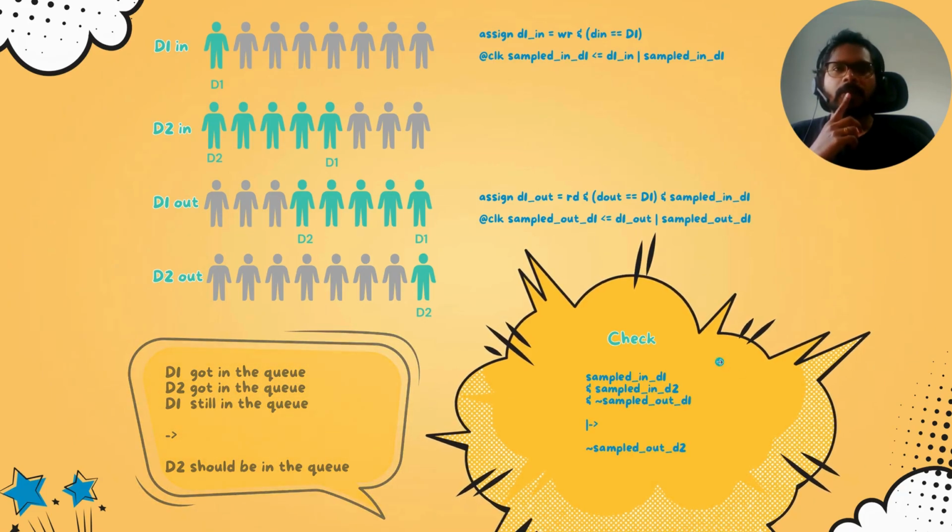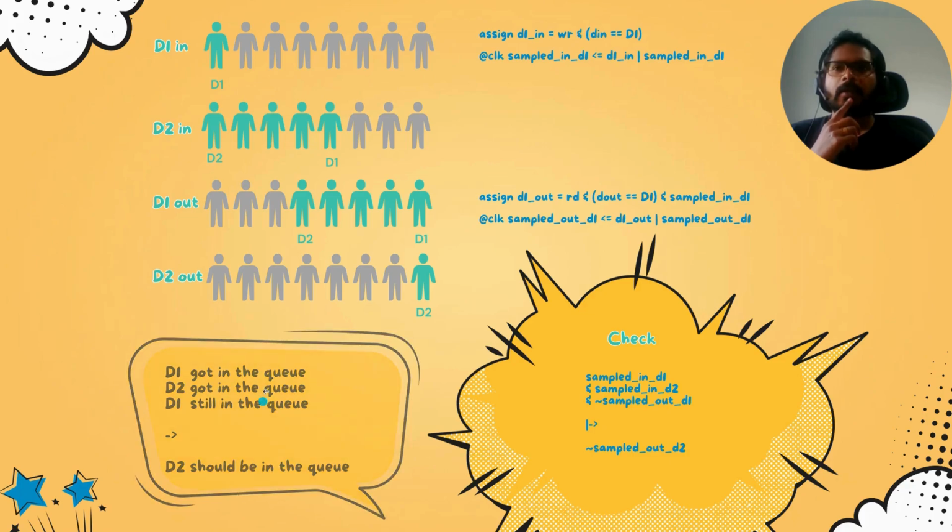Now, what's our check? We know this from the previous explanation. And if we just translate that to a check in SystemVerilog, you get this. D1 got into the queue, that means sampled in D1. D2 got into the queue, that means sampled in D2. D1 is still in the queue, that means sampled out D1 is low, because this condition has never happened. That should imply that D2 is still in the queue, that means sampled out D2 should also be low.